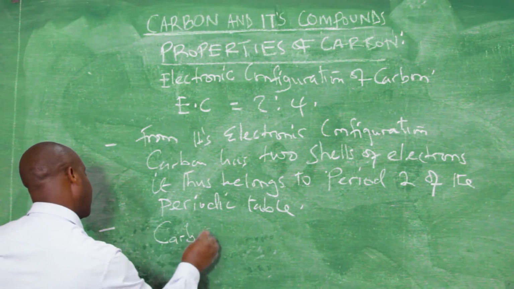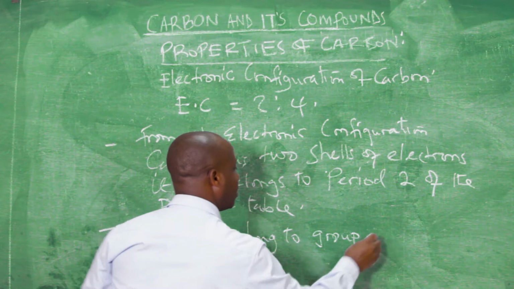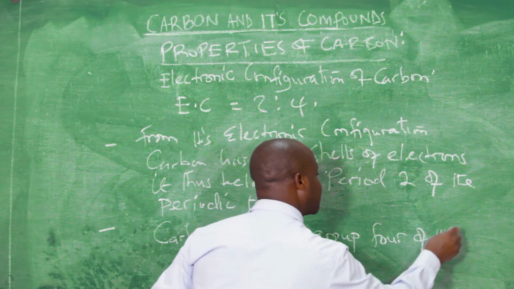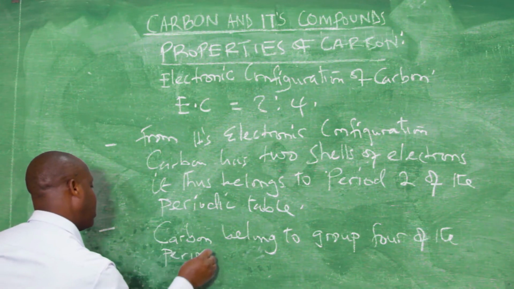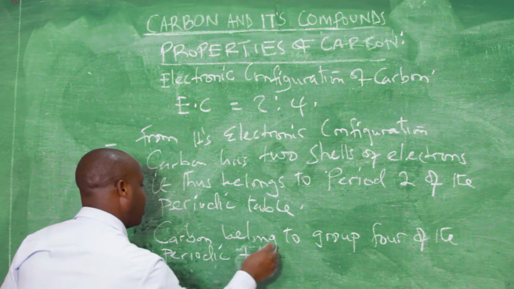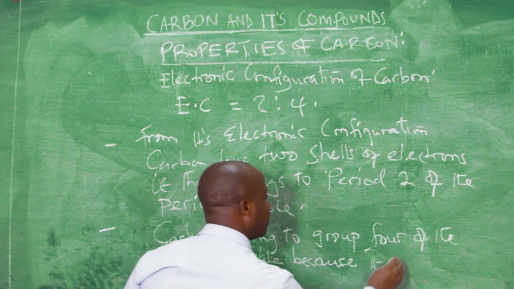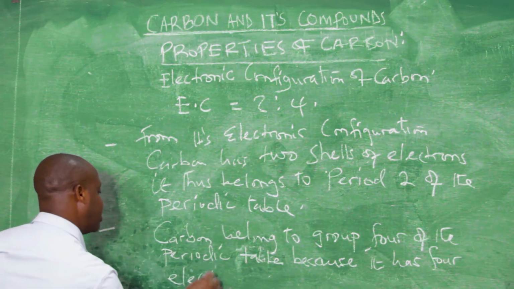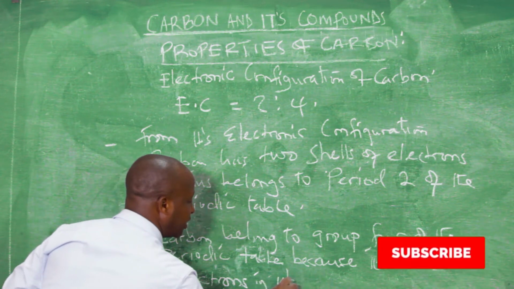Carbon belongs to group 4 of the periodic table because it has 4 electrons in its outermost shell.